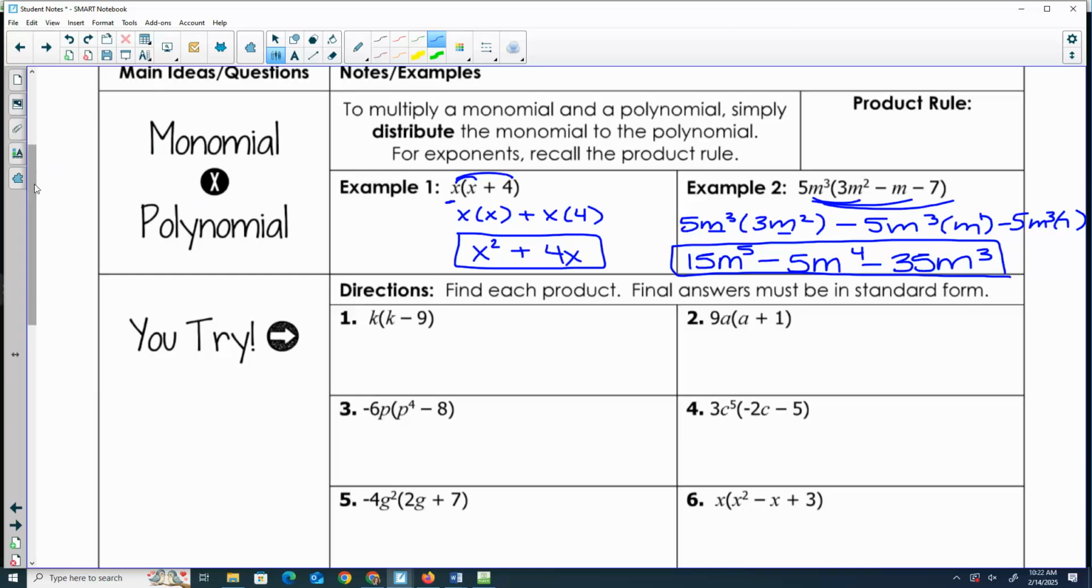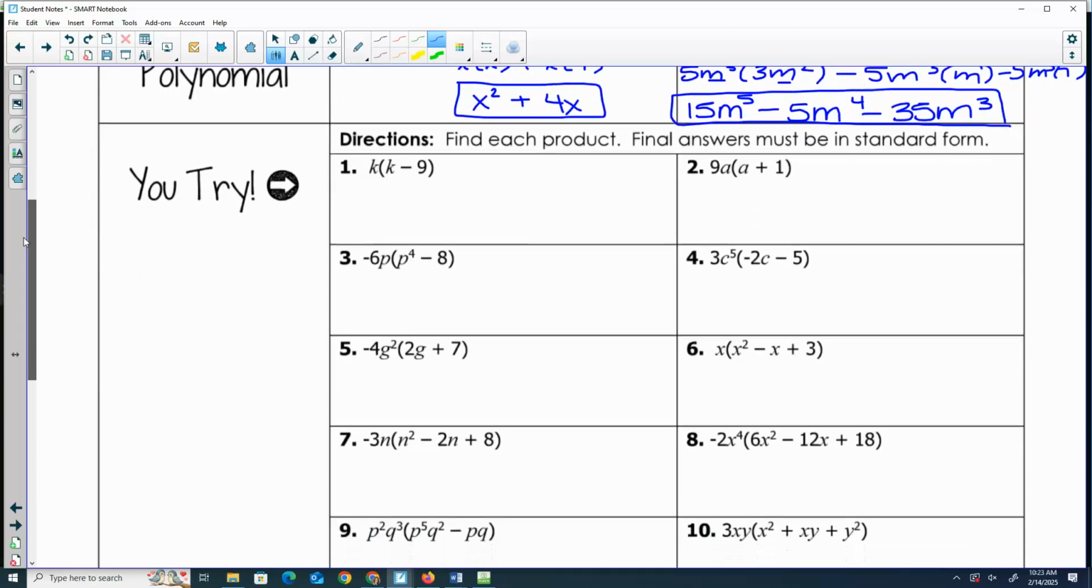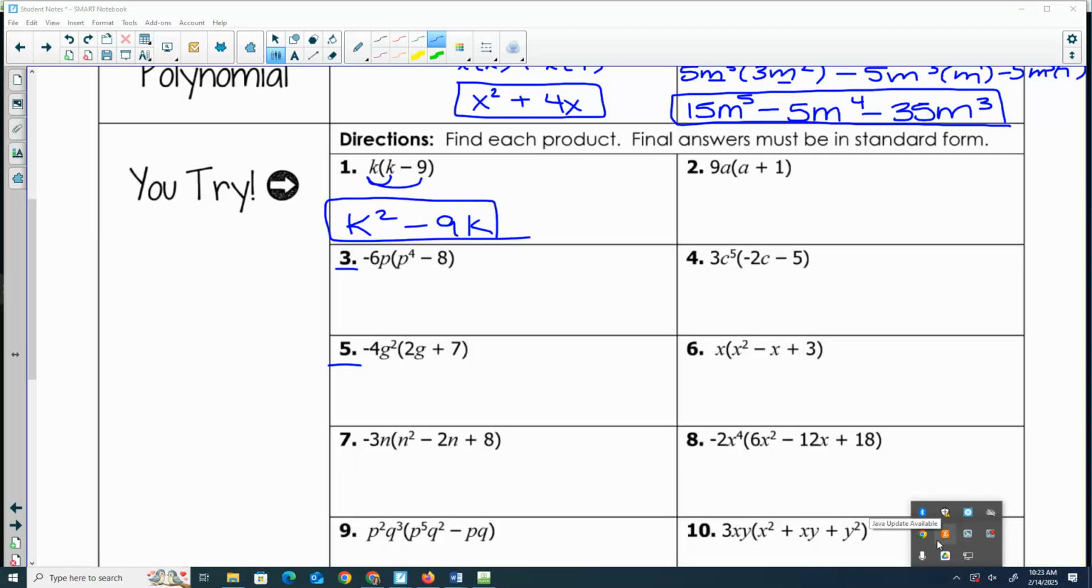So in multiplying these, we have to distribute. We're going to work through a few of these problems. So number 1, if you take k times k, what does that give us? K squared. If I take k times negative 9, negative 9k. All right, you guys try 3 and 5 for a second. See if we can get the right answers there.